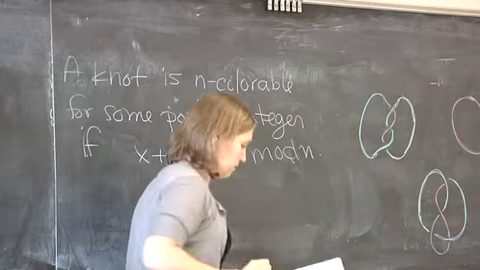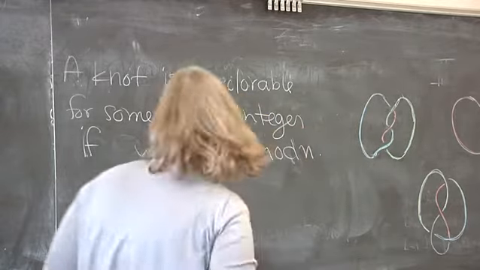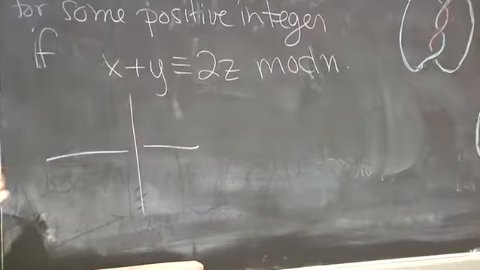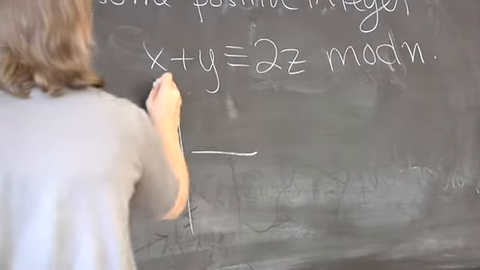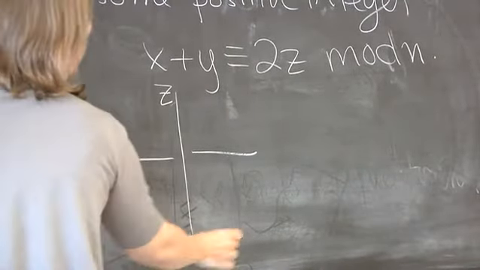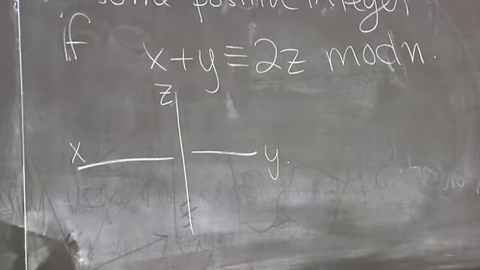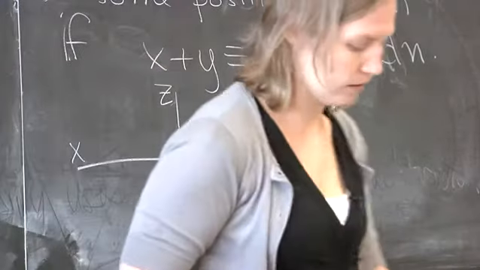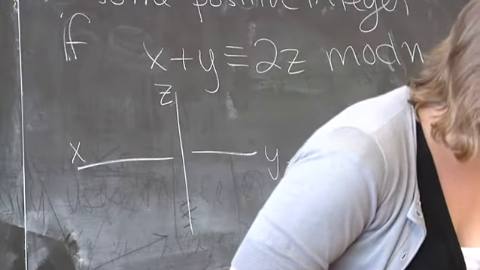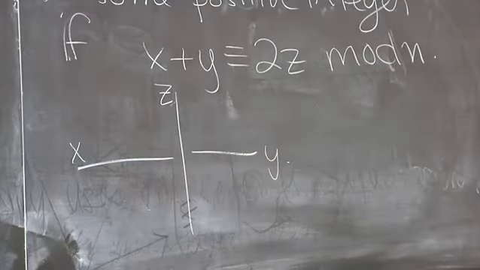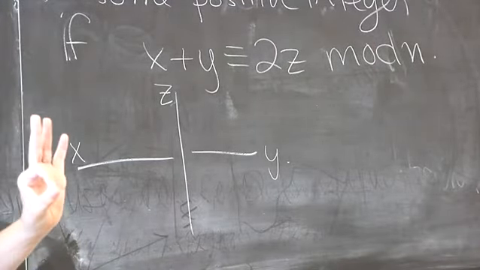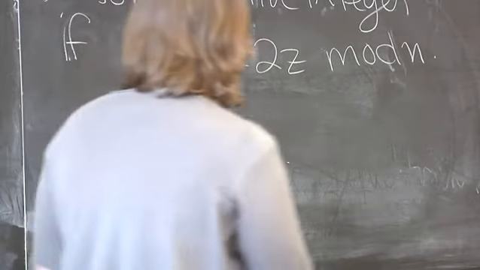So I'm talking about x, y, and z, and I haven't told you at all what that means. So here's a crossing in a knot. This is z, this is x, and this is y. So what we're doing, the coloring, the actual using colors, is just a metaphor for labeling the strands of the knot mod n for some n.